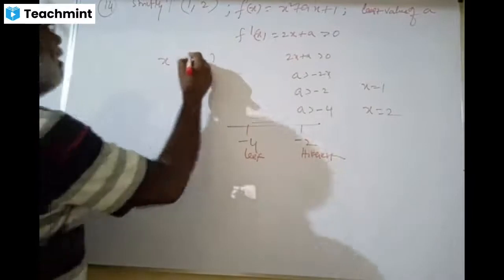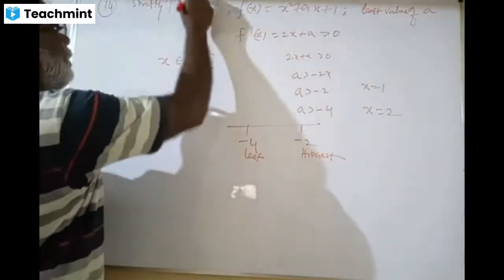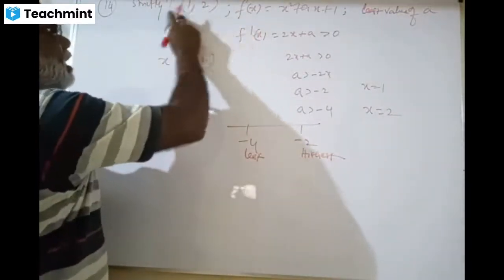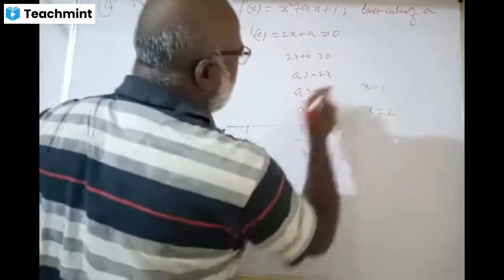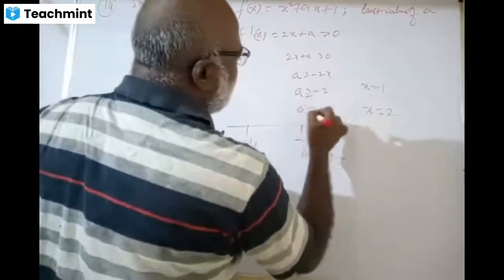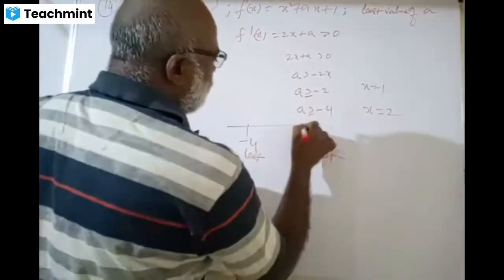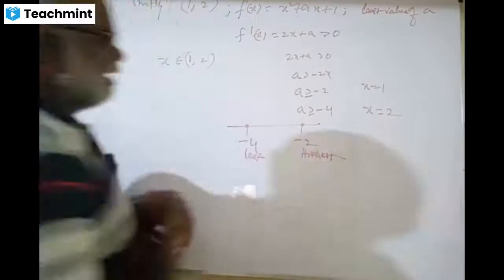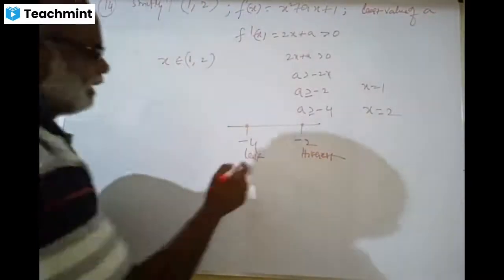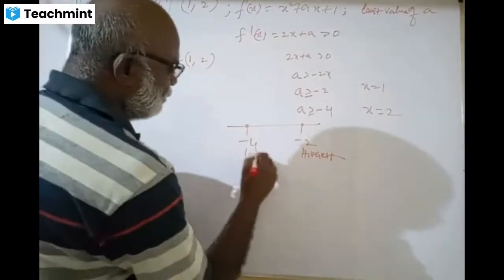The interval should not be given like this. If I take 1 and 2, between 1 and 2, and put x equal to 1, you get that minus 4 is the least value and minus 2 is the highest value. Therefore, the least value is minus 4. Is it clear?